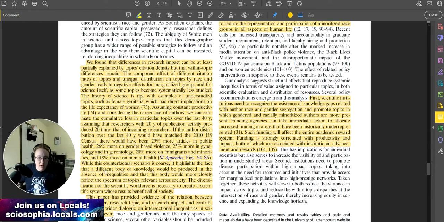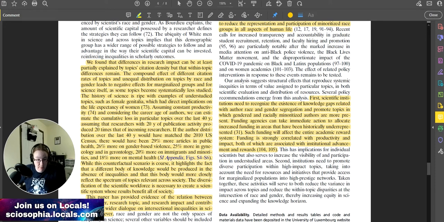This paper has provided evidence of the relation between race, gender, research topic, and research impact and contributions to the wider dialogue on intersectional inequalities in science. I disagree. Well, I don't 100% disagree, because you're showing me that there's data there. And the analysis isn't necessarily bad. I'm not saying the analysis is bad. I have some questions about how it was done, and obviously I'm annoyed with the framing here. That's the primary thing, that I'm annoyed with the framing.